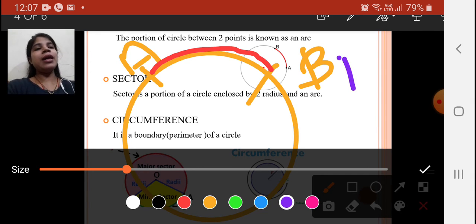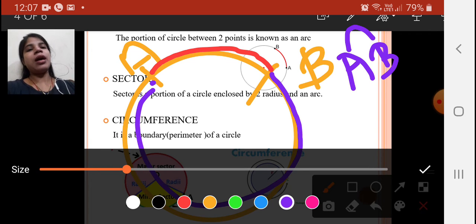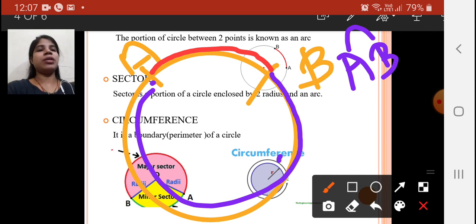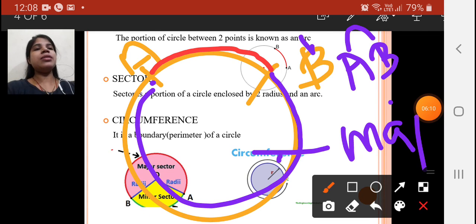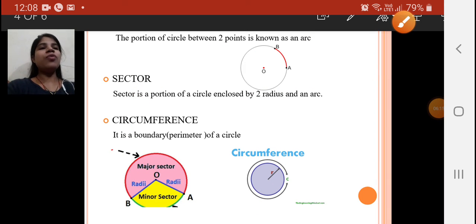Arc AB is the minor arc, and arc BA is the major arc. So this arc is the major arc and this arc is the minor arc. Fine. Now we have a sector.